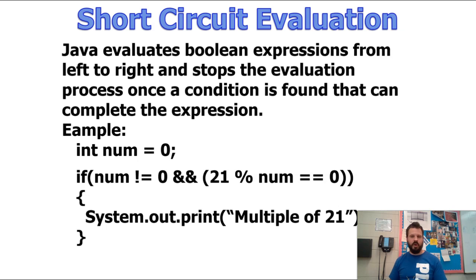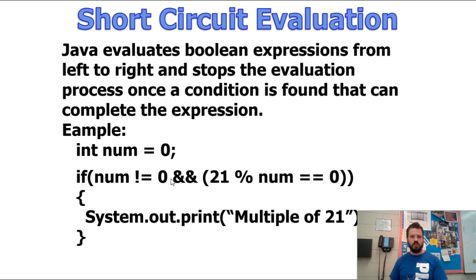All right, we have one more Boolean logic topic we're going to talk about, and this is something that's not common in every single programming language, but Java does use it: the idea of short circuit evaluation. Basically, Java evaluates Boolean expressions from left to right and stops the evaluation process once a condition is found that can complete the expression. Okay, so what does that mean?